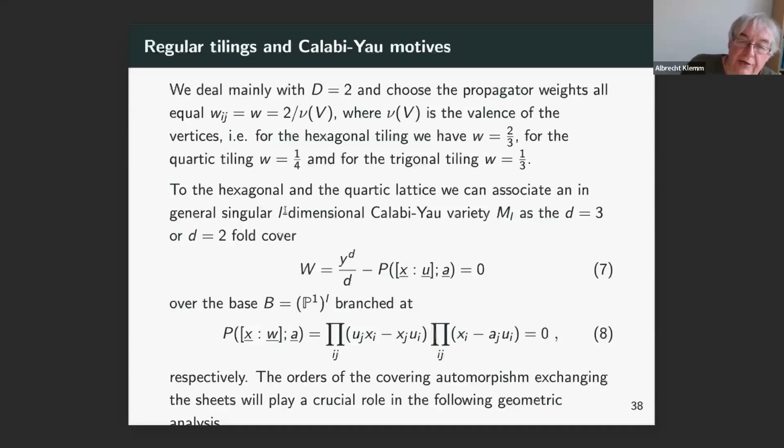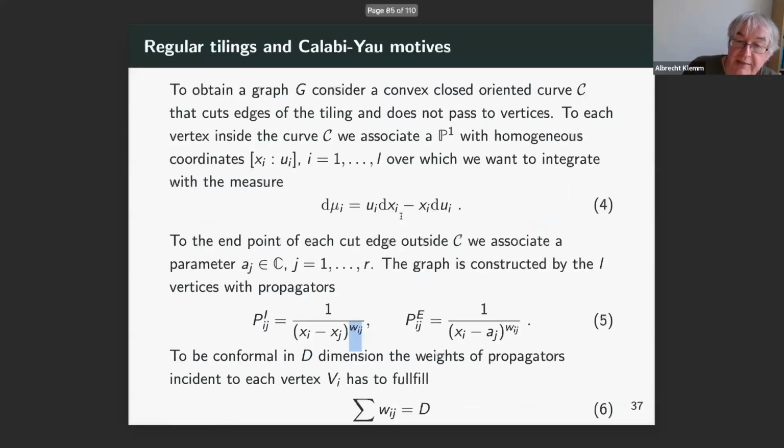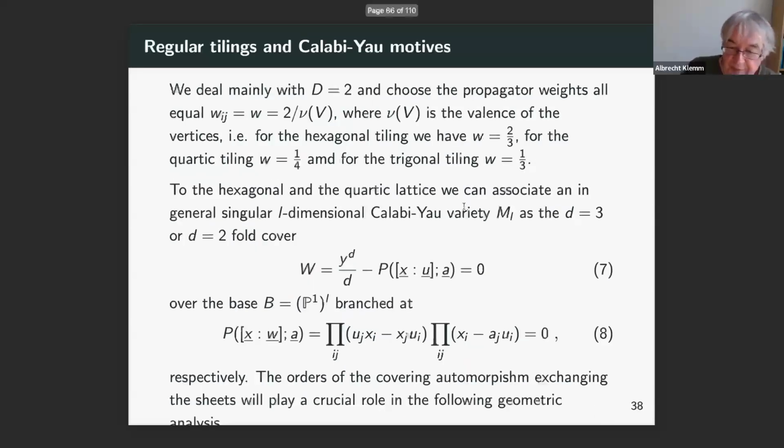For the hexagonal tiling and the quartic tiling, we can associate immediately a Calabi-Yau to it. So how do I do it? Basically, I now use the construction of a Calabi-Yau as a branched covering of a Fano base. Since to each vertex I associated one P1, I have to have the right degree in order to get a Calabi-Yau for the covering space. The base is P1 to the L, because every x was a loop.